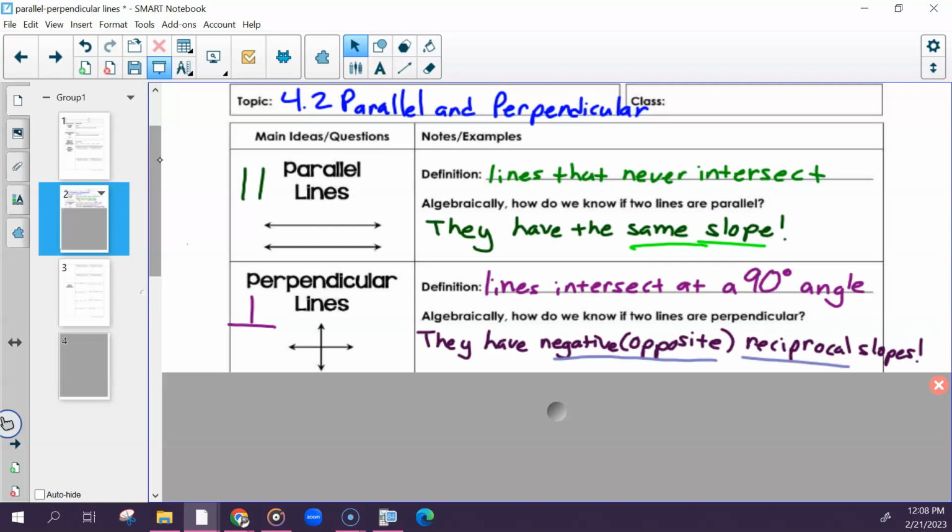So the graphical definition for parallel lines is lines that never intersect. We talked about that when we were trying to figure out which lines would be parallel. The algebraic definition is that they have the same slope. You can also add in different y-intercepts. This symbol off to the side, you'll see a lot in geometry, but that means parallel lines.